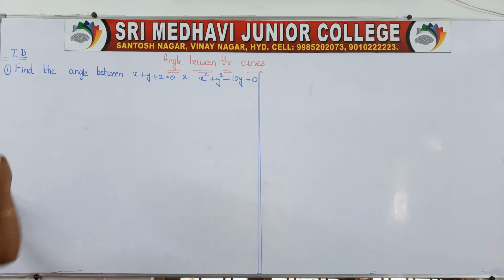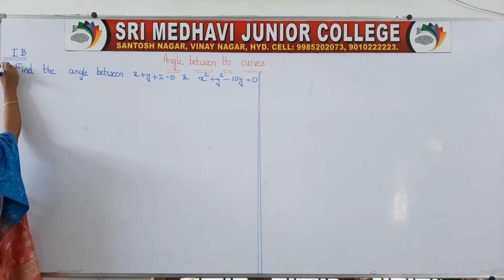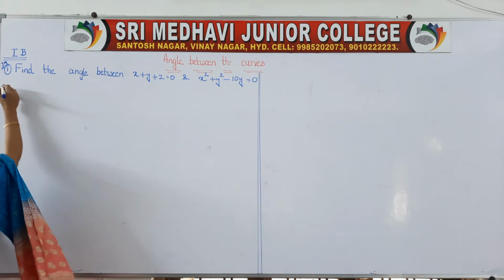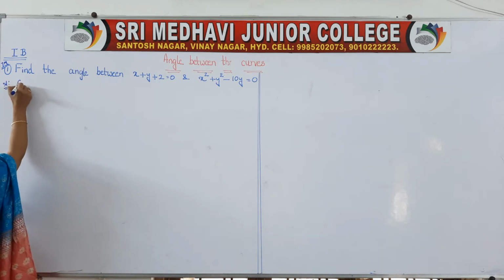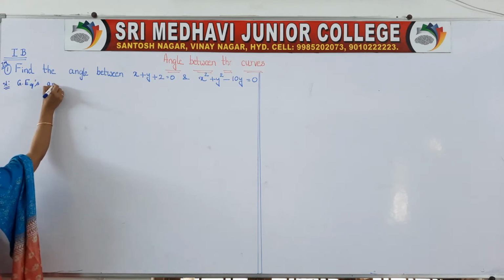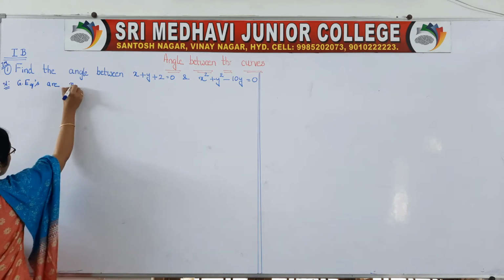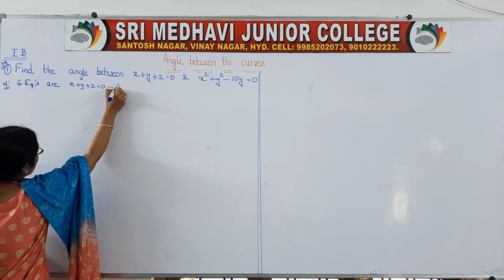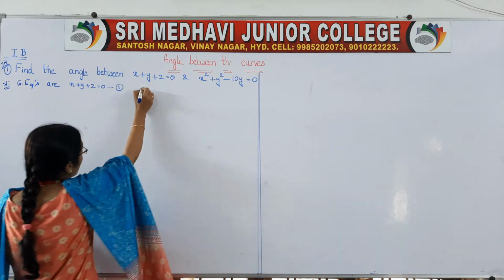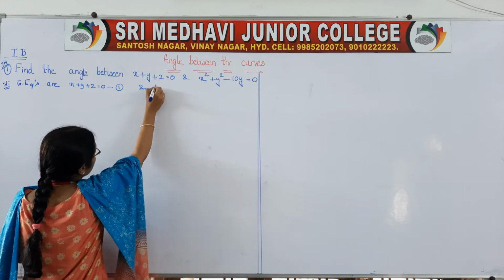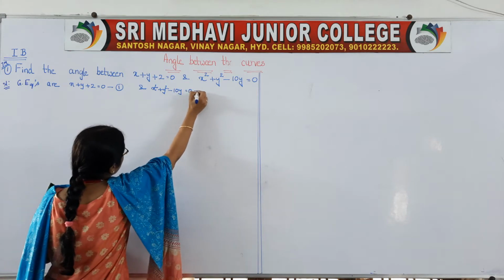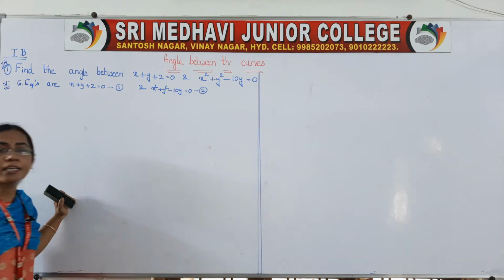Okay, come to this problem. It is a 7 marks problem, so be attentive throughout. First, what are the given equations? The first equation is x plus y plus 2 is equal to 0. And the second equation is x square plus y square minus 10y is equal to 0.